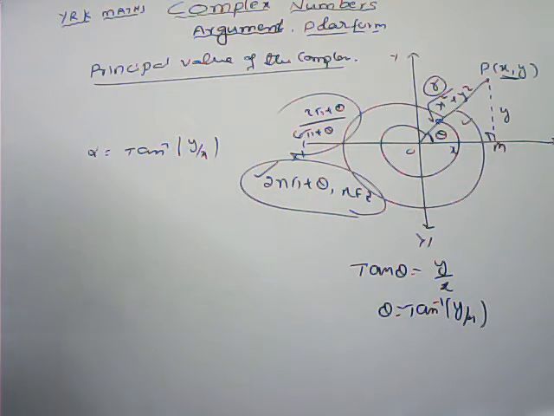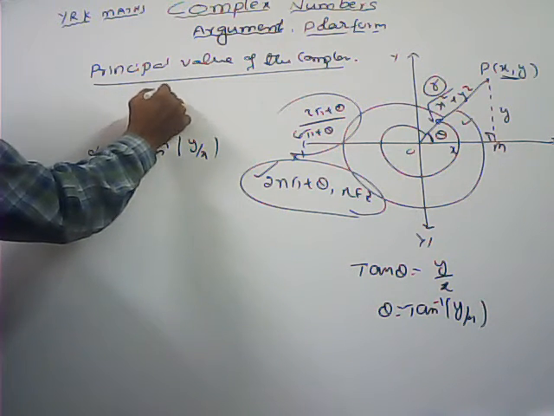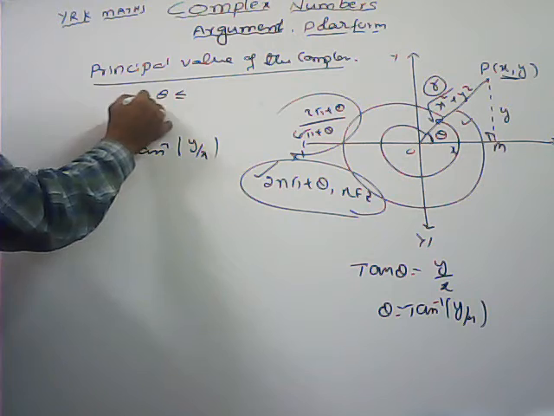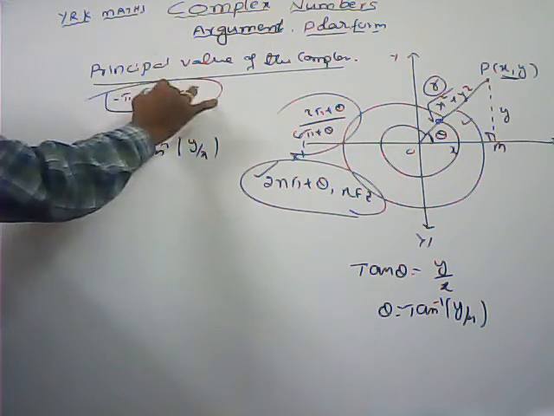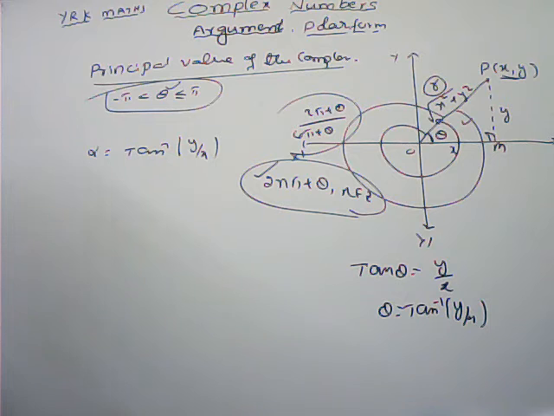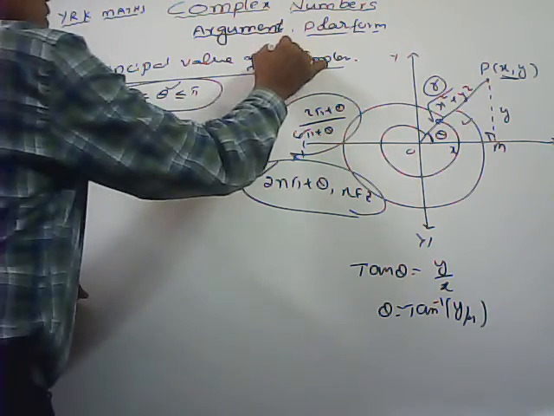Here, if theta satisfies the relation minus pi to pi, then theta is called the principal value of the argument of a complex number.